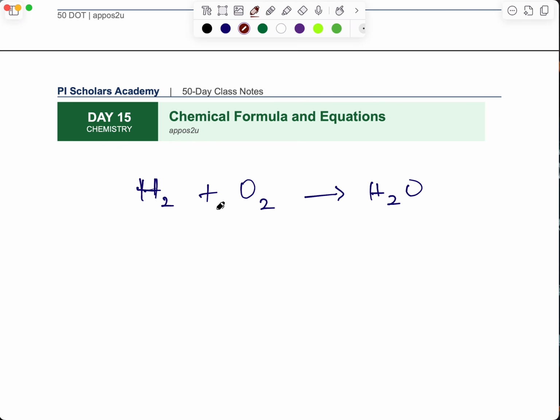So let's focus on balancing chemical equations here. The left hand side must be balanced with the right hand side. So 2 atoms of hydrogen, two atoms of hydrogen. But how many atoms of hydrogen do I have on the left? Two atoms.